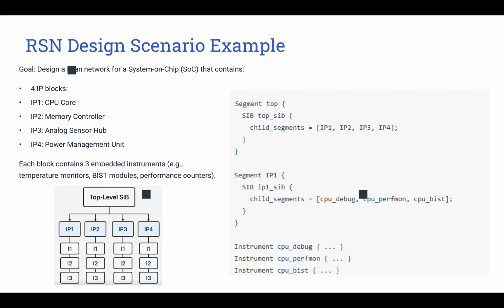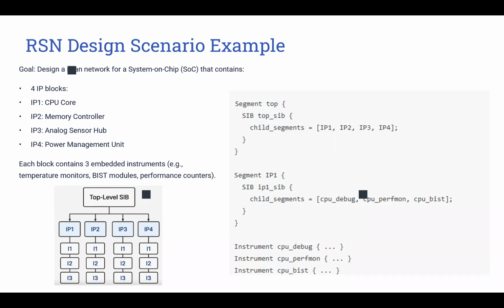So let's say the top level SIB has 4 children: IP1 SIB, IP2 SIB, IP3 SIB, and IP4 SIB. Each IP SIB controls access to the 3 instruments using its own sub-SIB. So there is going to be, like, IP1 SIB dash SIB1 for the CPU debugging register, for example.